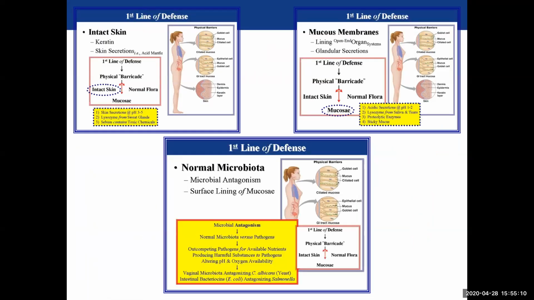Okay, so here are the three examples of the first line of defense: the intact skin. So check that out because you won't see anything. So the first example is the intact skin. So intact cutaneous membrane. So it has keratin, and keratin is a very tough protein right here. And secretion, skin secretion is slightly acidic as well. So down here you can see clearly physical barricade.